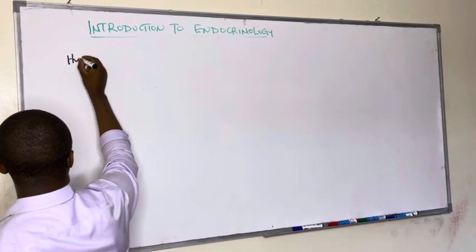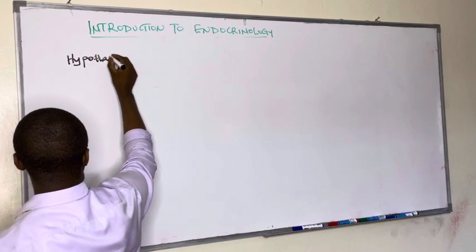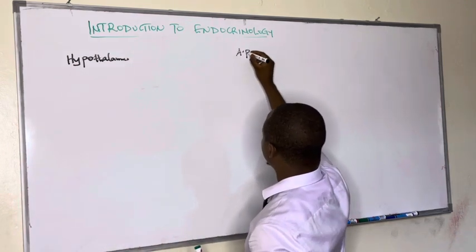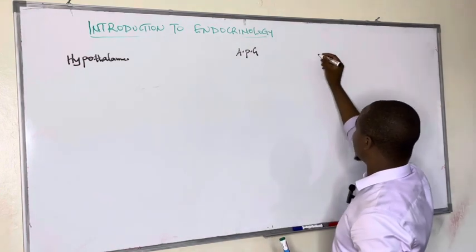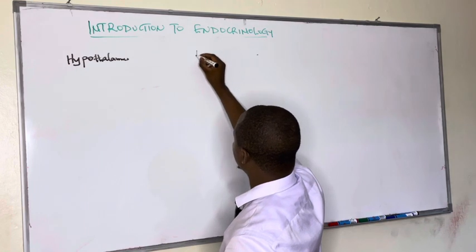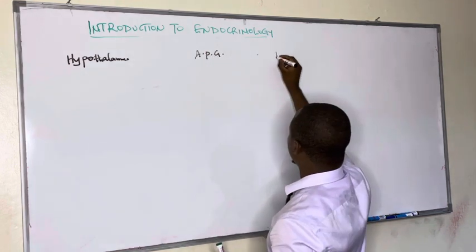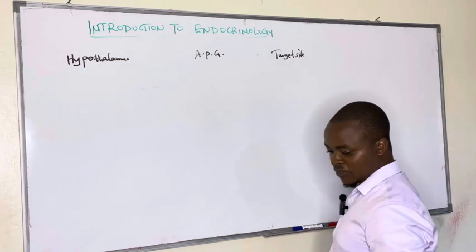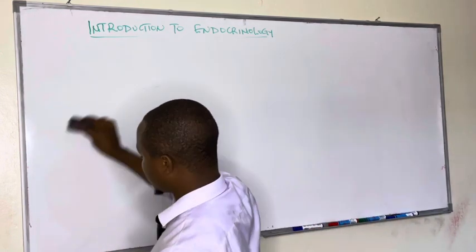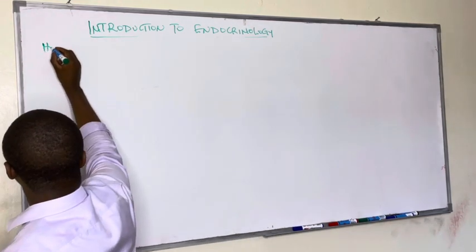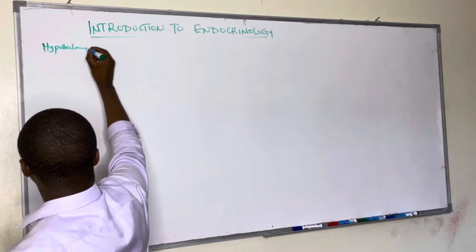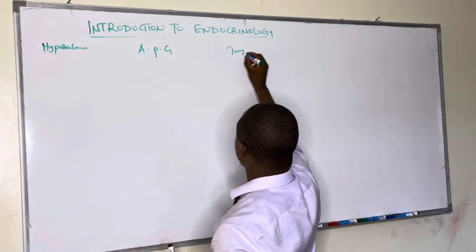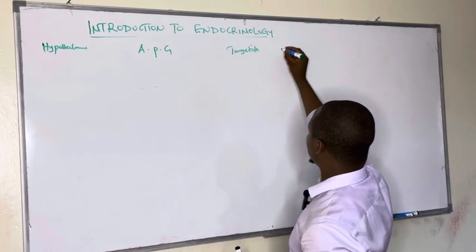We want to see if we have hypothalamus and we have anterior pituitary gland, and we are going to have the target site. I'm going to have anterior pituitary gland here. Then we shall have the target site. Let me extend them. We're going to have hypothalamus, shall have anterior pituitary gland, shall have the target site and the function.